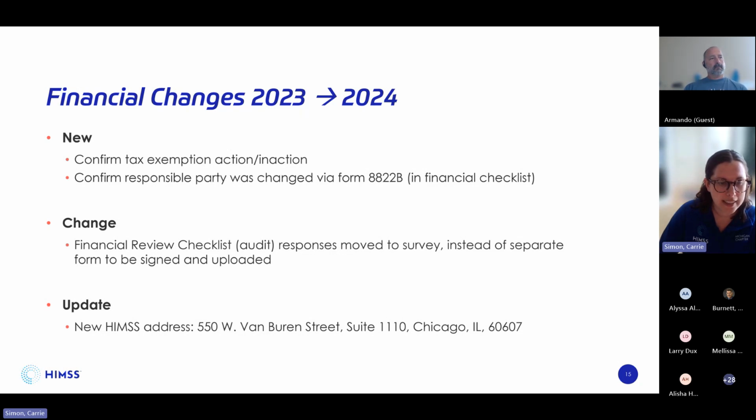And then an update is that HIMSS does have a new address that you can use on any of your financial documentation. So make sure that you remove any address that states Monroe or New Orleans Street. The current address is on Van Buren Street. So we will have this in the slides afterwards. You can make sure you use that new address.